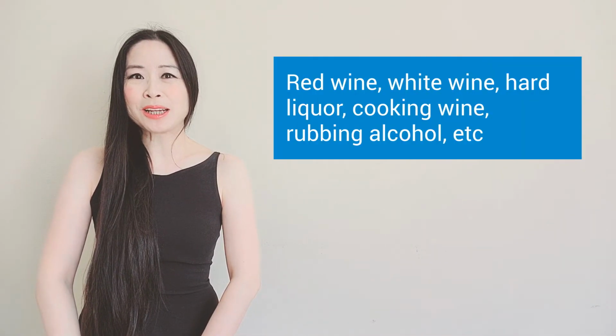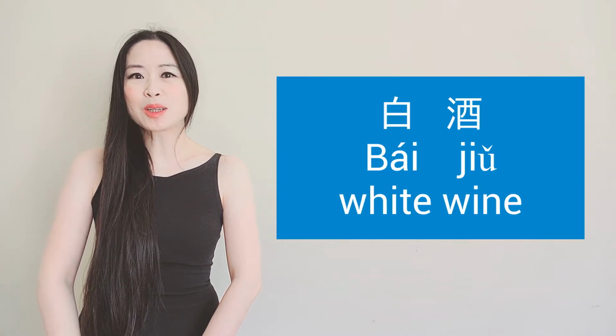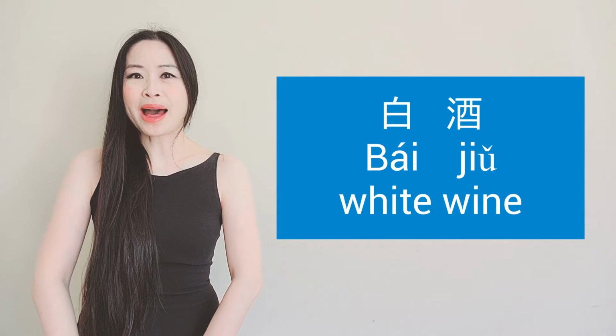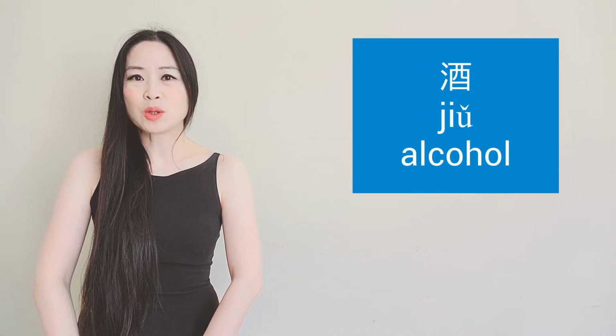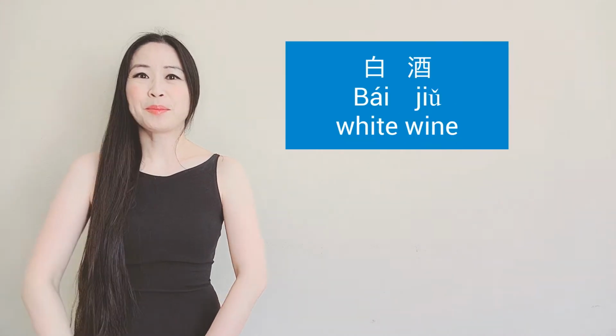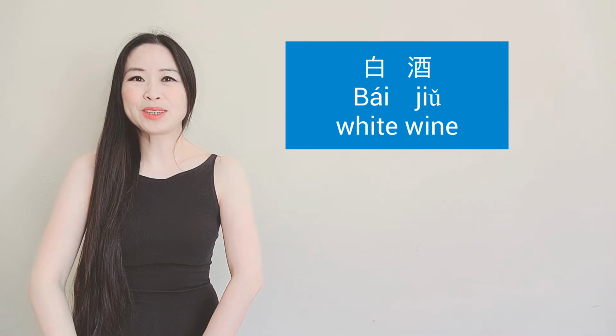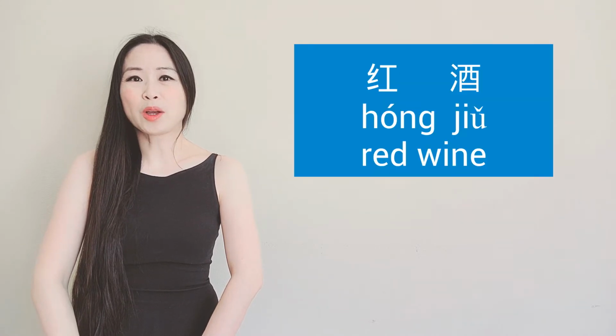My name is Kathy. Today we're going to differentiate different types of wine and alcohol in Chinese. Let's start with white wine. 白酒. 白 means white. 酒 means alcohol. 白酒 means white wine. 白酒.